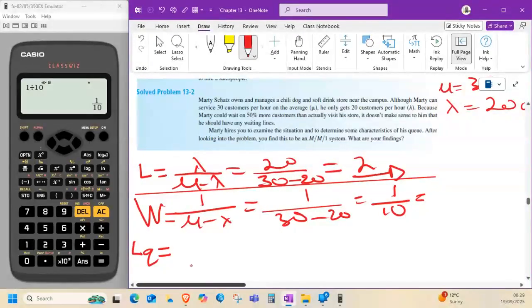So the number of customers on the queue is as follows. You got your formula. Just repeat the correct formula.